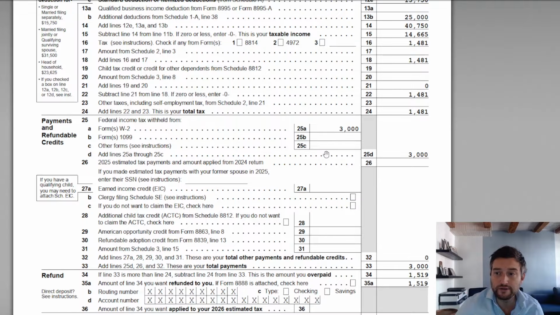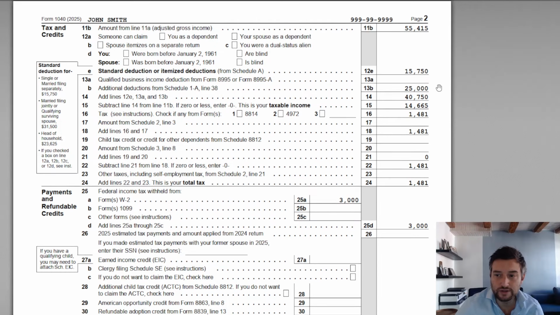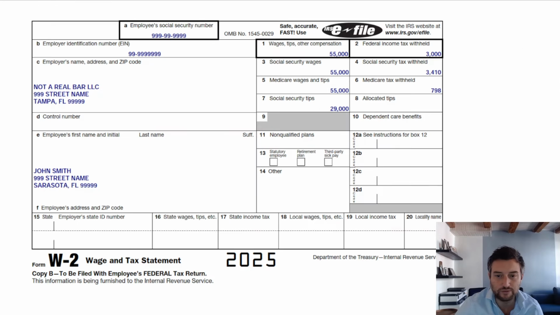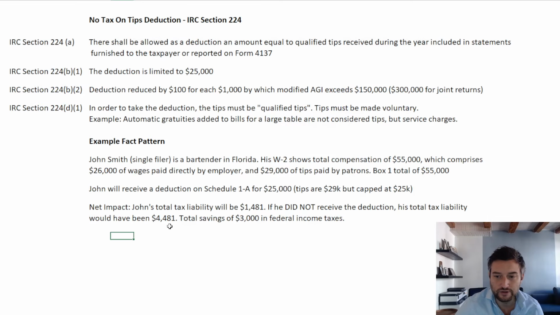Now, just as a reminder, this is a new deduction for this year. Had he not been able to get this 25K deduction, his taxable income would have been $25,000 higher, and so obviously the requisite amount of tax would have been higher as well. We did already calculate that previously. So again, if he didn't get that deduction, his total taxes would have been $4,481. So he has a total savings of $3,000 by being able to leverage this no tax on tips deduction.